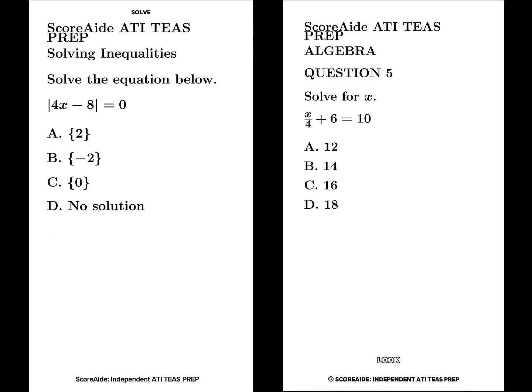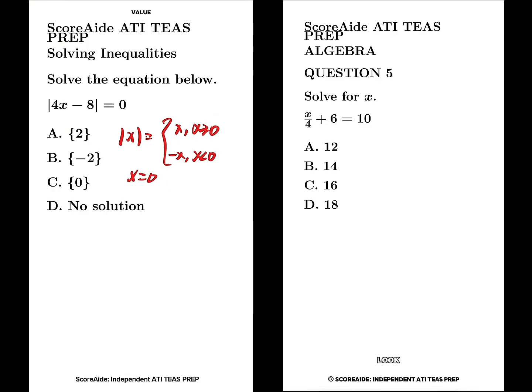Solve the equation below. So we have the absolute value of 4x minus 8 is equal to 0. So, like we said, the definition of an absolute value is equal to what? x for x greater than or equal to 0, negative x for x less than 0. But in this case, where we have the absolute value equal to 0, right? There is only one solution here, which is when x is equal to 0.